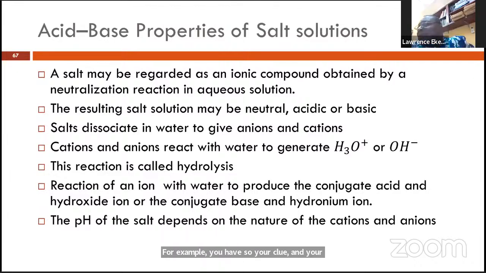When it undergoes dissociation, it will give you the sodium plus and the chlorine minus. So you have positively charged and negatively charged ions in solution. These cations and anions further react with water to generate the hydroxy ion or the hydronium ions. So you have the H3O plus, which is the hydronium ion, or the OH minus, which is the hydroxy ion.